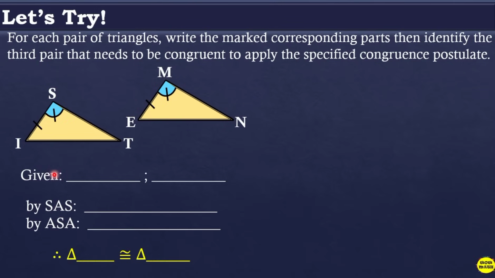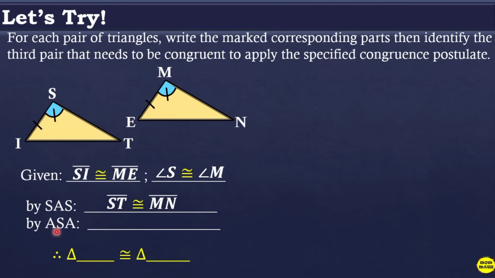So, identify muna natin yung given. So, ang given natin is SI is congruent to ME. And then the other one is angle S is congruent to angle M. So, ito lang yung given. So, para maging SAS sila, so ito lang yung given mo. So, side, angle, side. Dapat included angle, so dapat ito yung susunod para maging SAS siya. So, ST is congruent to MN. So, pag ito yung minark natin na side, magiging SAS siya.